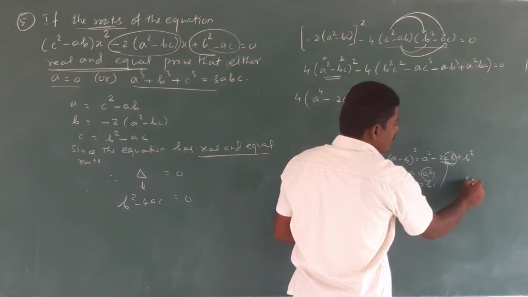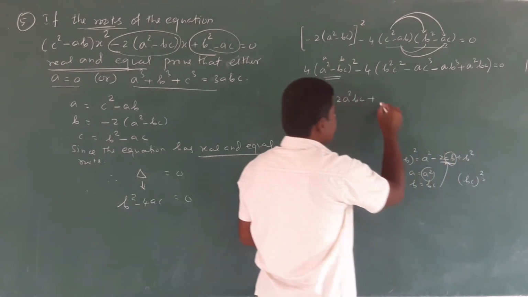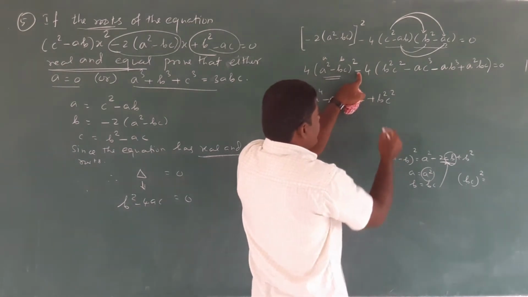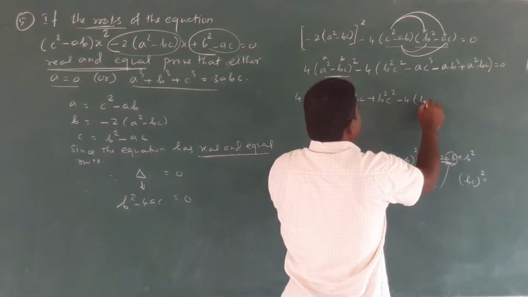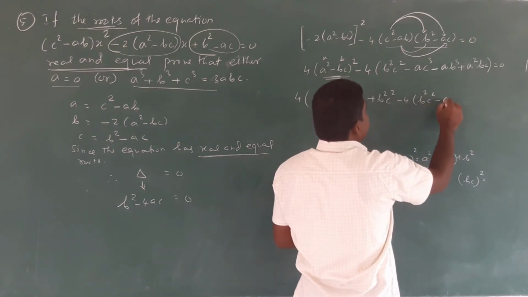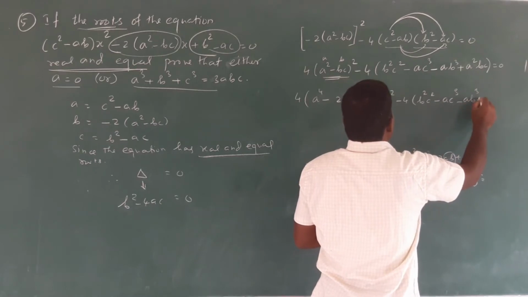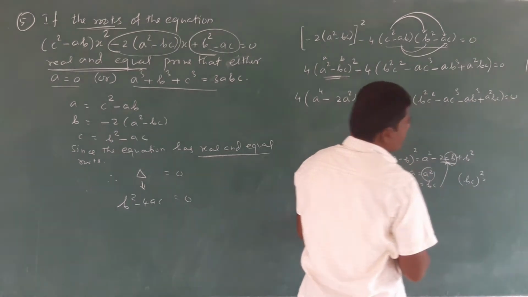So BC square is equal to B square C square. Understand? Now this is over. Minus 4 of B square C square minus AC cube minus AB cube plus A square BC is equal to 0.